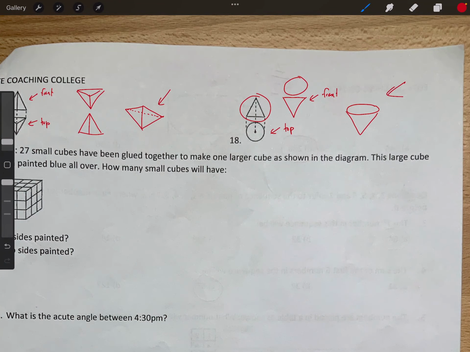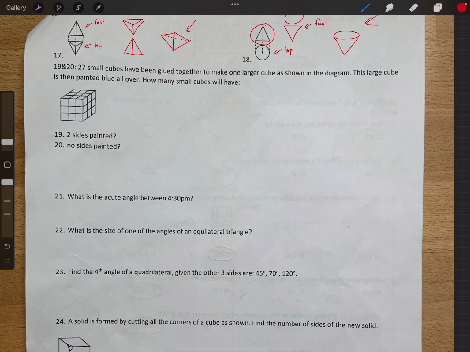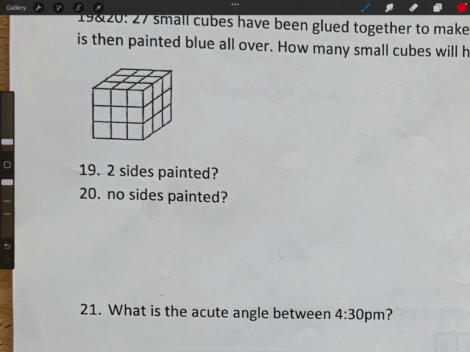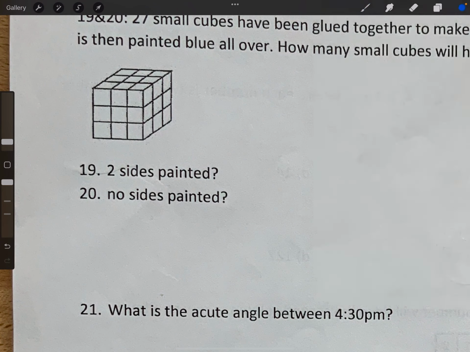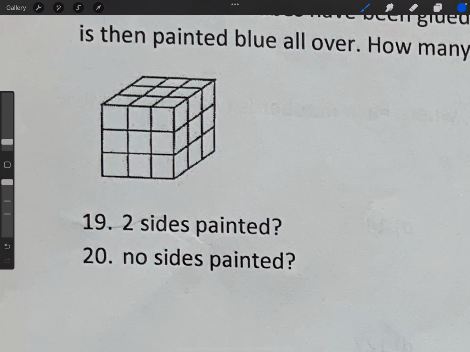Question 19 and 20. 27 small cubes have been glued together to make one large cube as shown in the diagram. This large cube is then painted blue all over. How many small cubes will have two sides painted? So imagine if I just color this in blue. Now, which one will have two sides? If I paint, let's say, the corners, how many sides does this cube have painted? You have three sides painted: the top, the front, and the side. Okay, so the corners don't count.